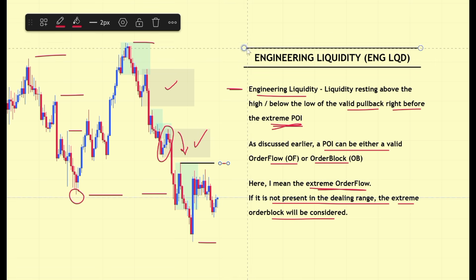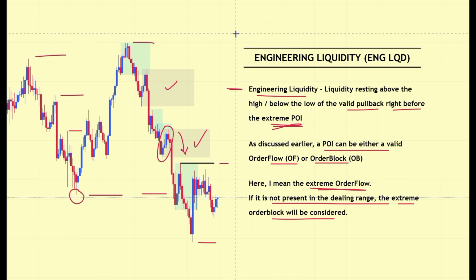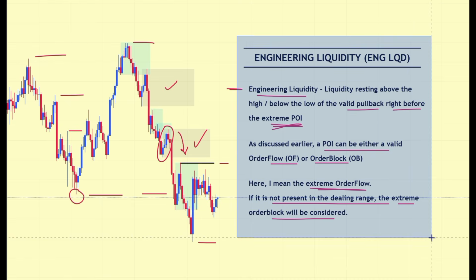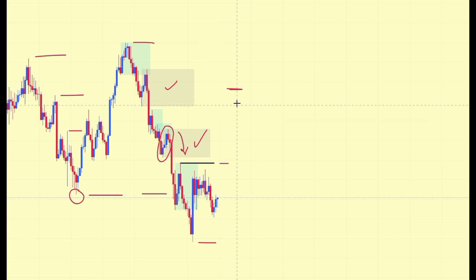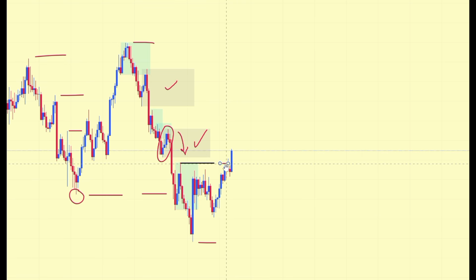Okay, so let me get rid of this messy theory part here so that we can now focus on the chart. We can clearly see right here, if I continue running price higher, that price has already taken out the major inducement. And we can clearly see this one is an SMT.